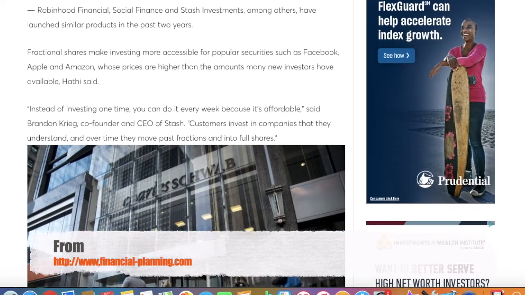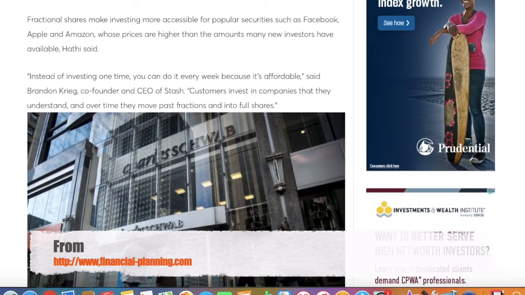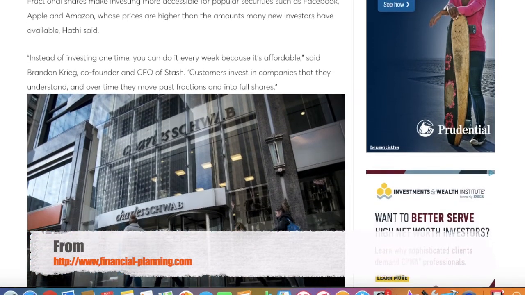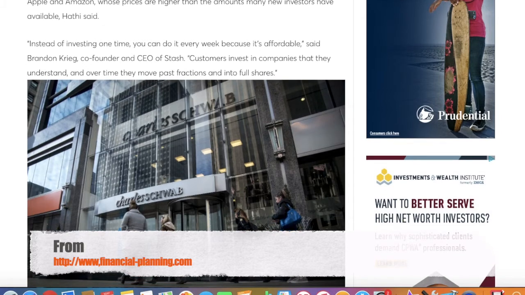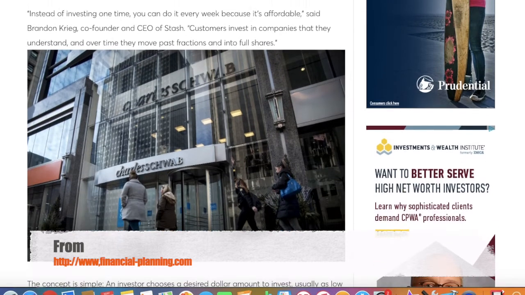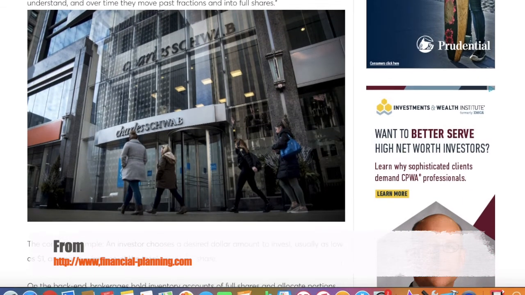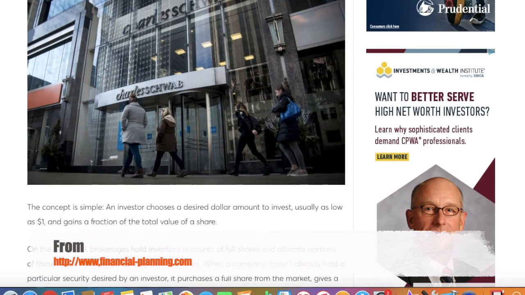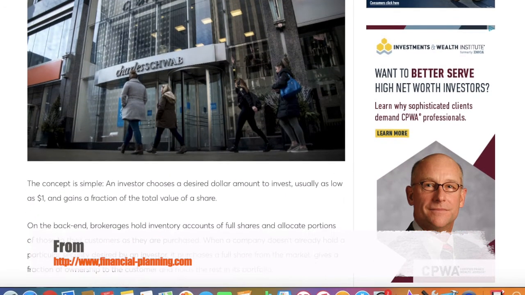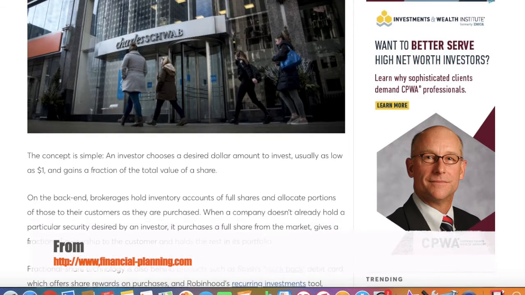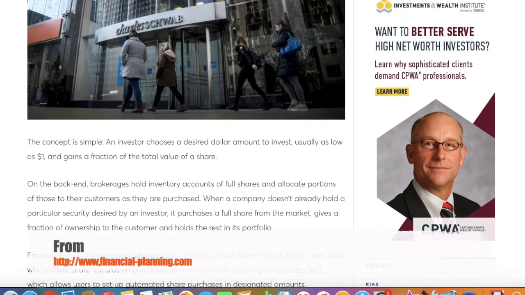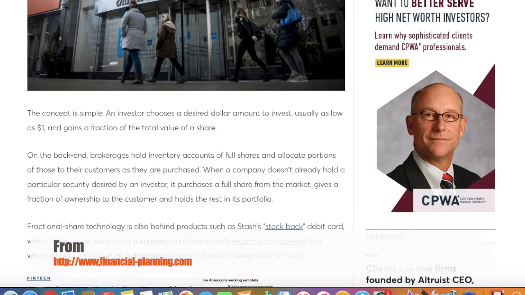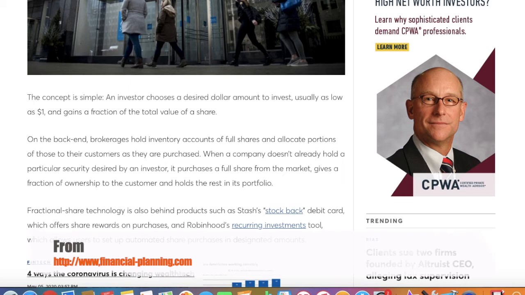More and more brokerage companies are making fractional shares available to their clients. Most recently, from this article, Charles Schwab is also going to roll out its own fractional share program. But it's actually a little late in the game because we already have M1 Finance, obviously, and then there's also Fidelity, Robinhood, just to name a few.